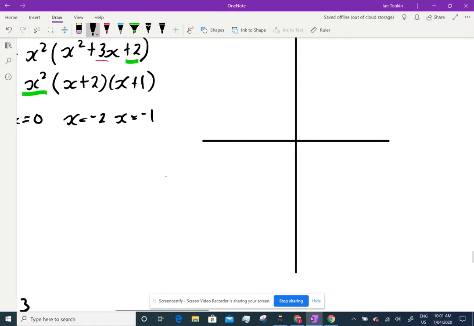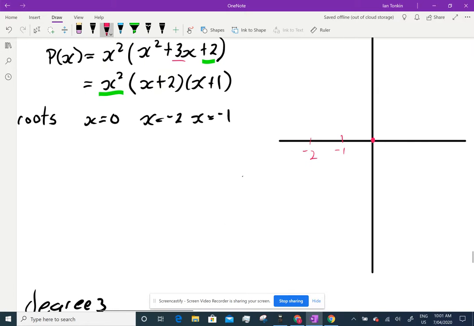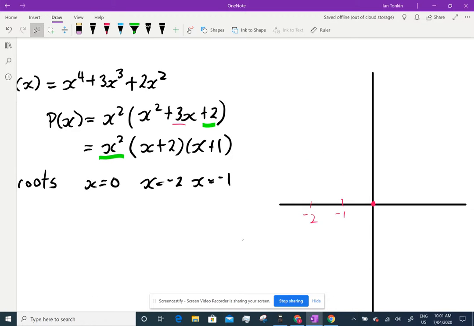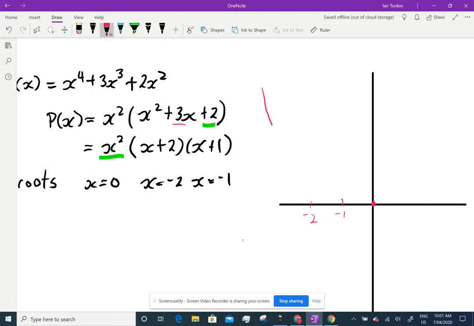And what do we need? We need 0, -1, -2. We know that the one at 0 is a turning point. So it's going to come down, go through -2, come back and go through there, and then it has to hit there and go back up again.